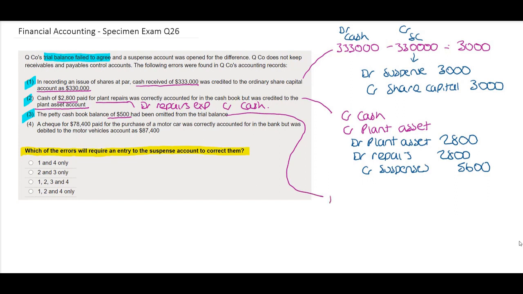Our petty cash account is on the debit side, and so to correct this, we would need to show petty cash on the debit side for $500. The other side will then be to include the balance in the suspense account, which is a credit of $500.